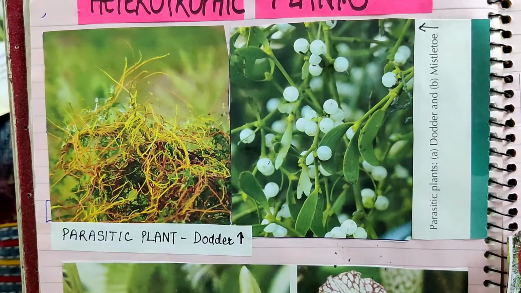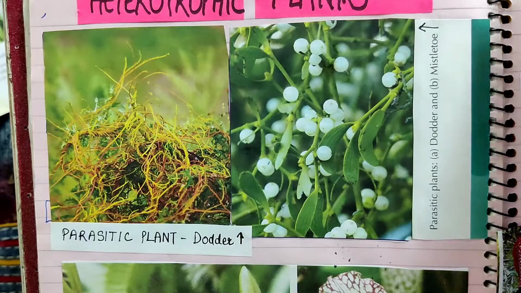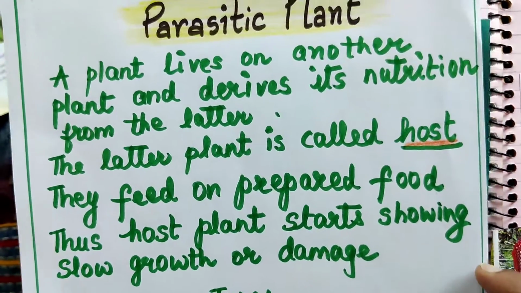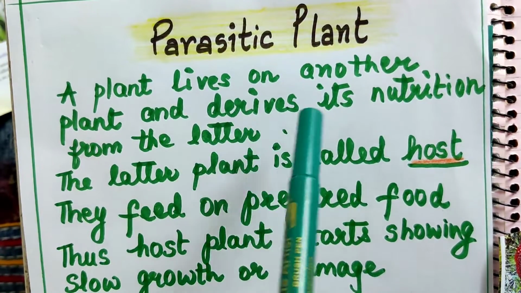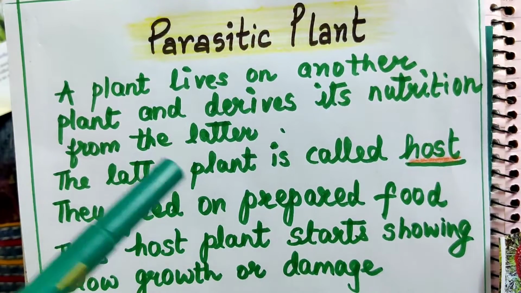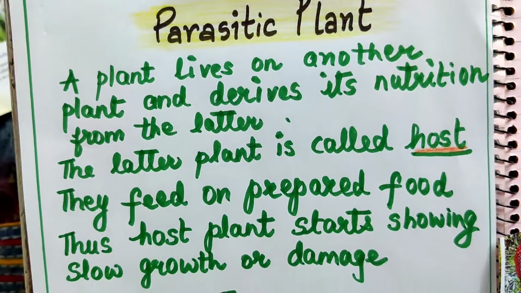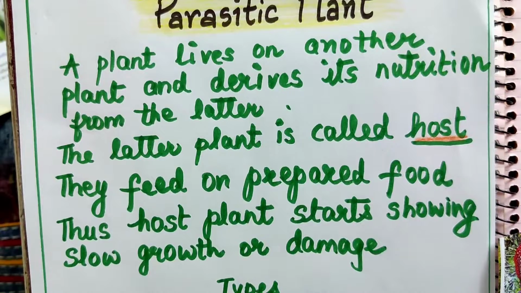So dear students, what is a parasite? What is the parasitic mode of nutrition? What are parasitic plants? You should understand. It is a plant that lives on another plant and derives its nutrition from the latter. The plant on which it is growing will be called the host, and after a few days, the host will start showing symptoms of damage and slow growth.